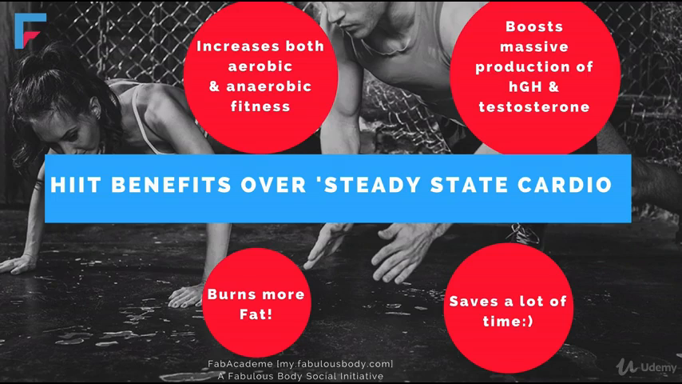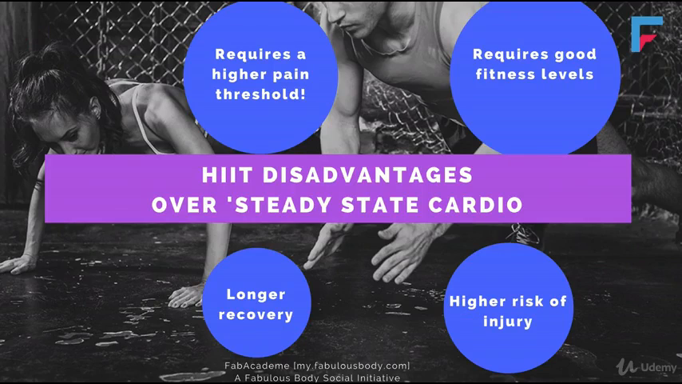The disadvantages, as I mentioned in the previous lecture, are that it requires a much higher pain threshold. It also requires good levels of fitness. Although I've mentioned that a beginner can start with HIIT on a cardio machine, and if you are not overweight and you consider yourself pretty fit, then you can do HIIT via bodyweight training as well. And as compared to aerobic training, it requires longer recovery, and there might be a higher risk of injury, so you need to be careful.